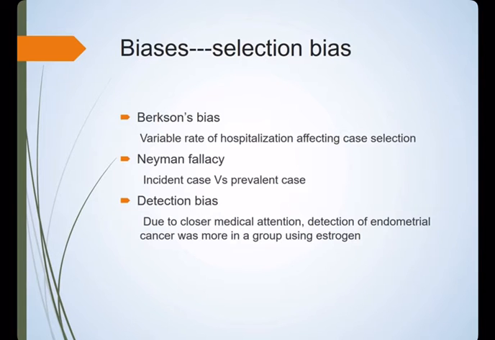Now let's talk about bias in case control studies. Bias is a systematic error occurring in epidemiology studies. Among the biases in epidemiology, there are 3 major types: selection bias, information bias, and confounding bias. Let's first look at selection bias.